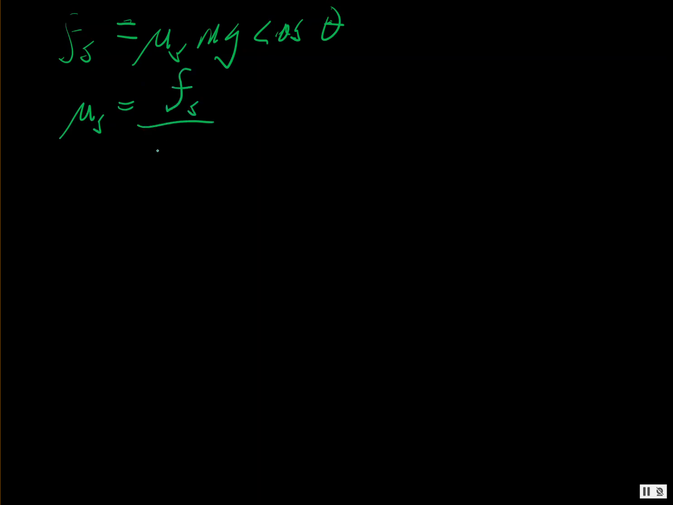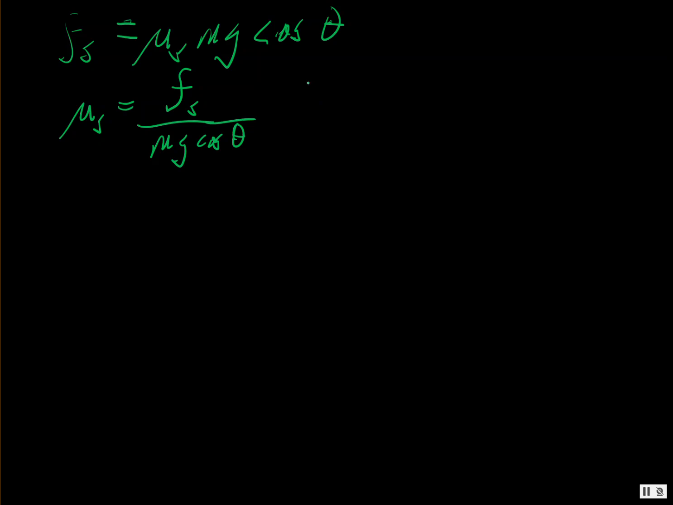Well, you remember static friction is equal to mu of s mg. But now it's not on a flat surface, it's on an angle, so it has to be cosine theta. Okay, so mu of s mg cosine theta. So solve for mu of s. So mu of s is equal to the static frictional force divided by mg cosine theta.